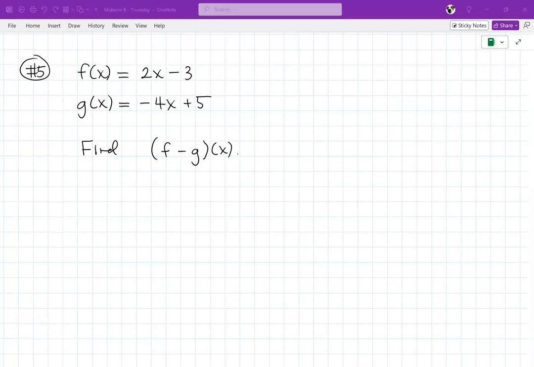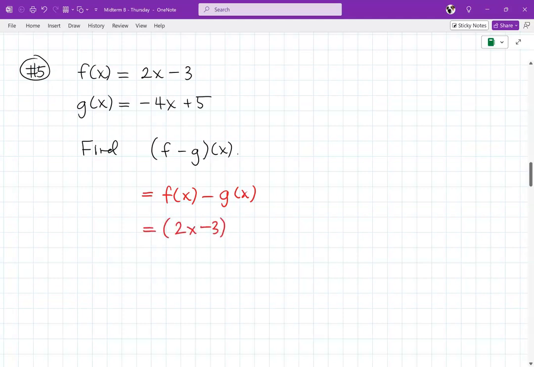All right, so for number 5, we have 2 functions, f of x and g of x. F of x is 2x minus 3. G of x is negative 4x plus 5. And they want me to subtract f of x minus g of x. That's what f minus g of x means. This means do f of x minus g of x. Well, f of x is 2x minus 3. Minus g of x is negative 4x plus 5. Now you're supposed to distribute the middle symbol here, so the negative is going to distribute over.